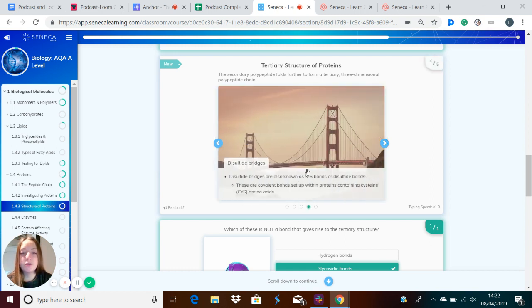Disulfide bridges are also known as SS bonds or disulfide bonds. These are covalent bonds set up within proteins containing cysteine amino acids.